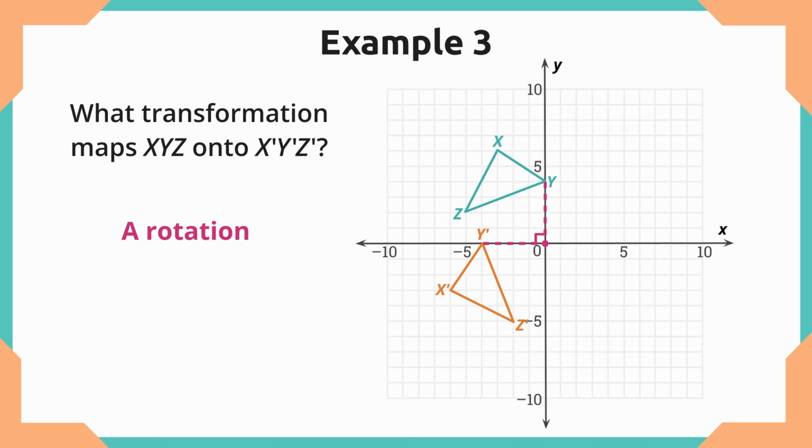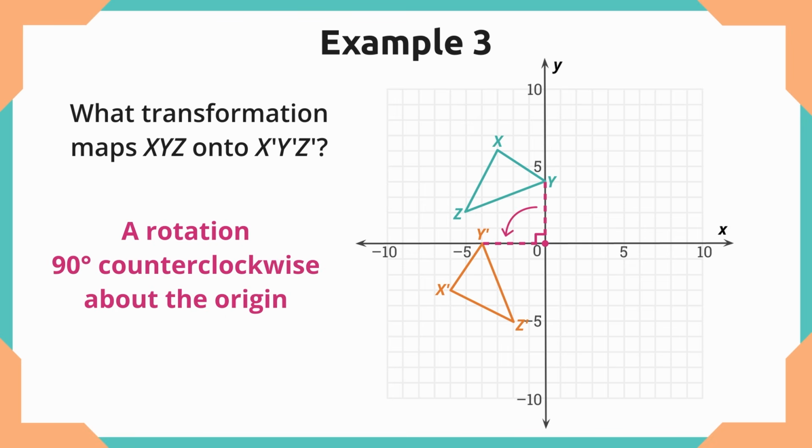Great! Just one more thing. Are we rotating clockwise or counterclockwise? Counterclockwise. So, a rotation of 90 degrees counterclockwise about the origin maps triangle XYZ onto X', Y', Z'.